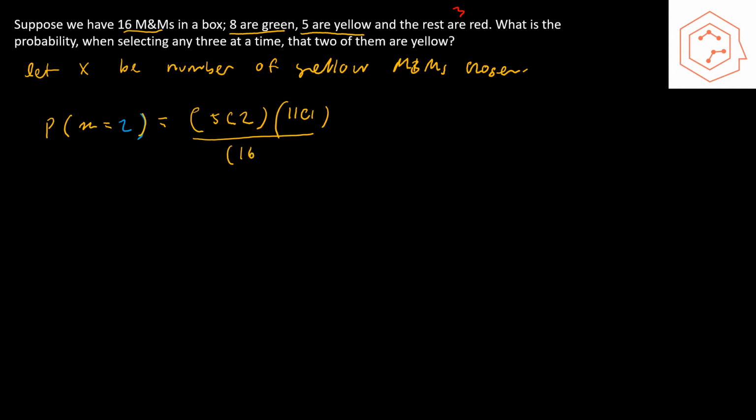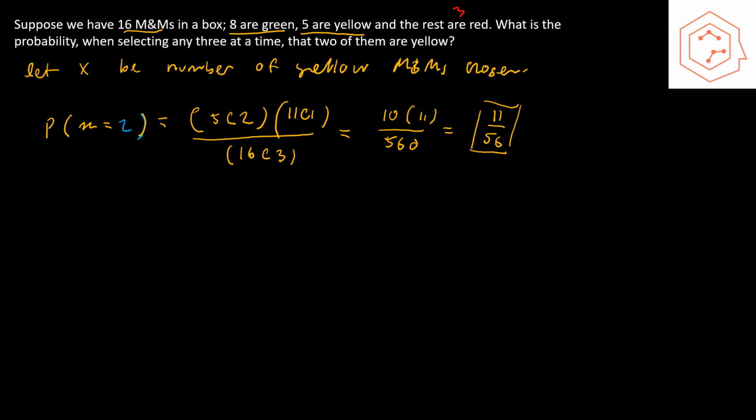So 16 choose 3. And the answer we'll get here is 5 choose 2 is 10. 11 choose 1 is simply 11. And 16 choose 3 is 560. And so our final answer reduces down to simply 11 out of 56.